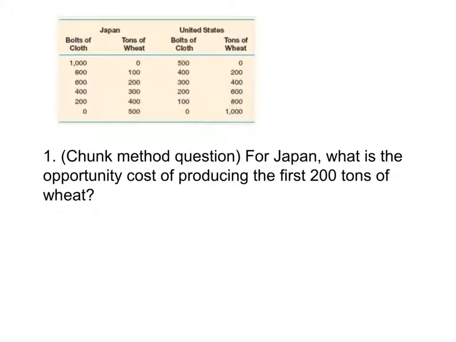First of all, it's for Japan, so we want to look at the data for Japan. Secondly, we want to understand where we see the first 200 tons of wheat. Well, when we start at 0, and then 100, and then 200, it's this quantity from 0 to 200, the opportunity cost of this that we're looking for. So our next step is to calculate what we have to give up in order to get this initial 200 units of wheat.